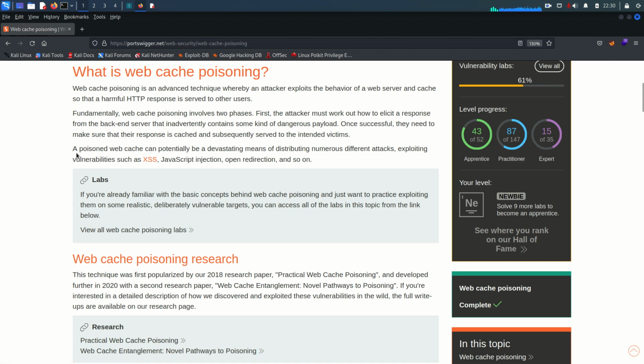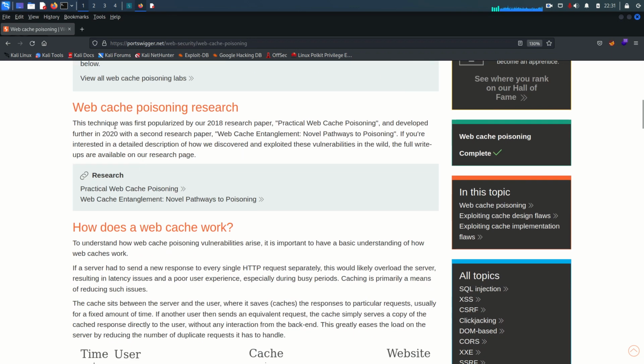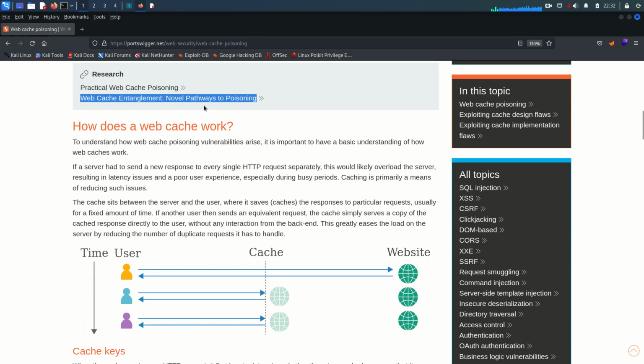So now there is a thing. A poisoned web cache can potentially be a devastating means of distributing numerous different attacks. And the kinds of attacks you can perform by exploiting web cache poisoning are vulnerabilities such as XSS, which is cross-site scripting, JavaScript injection, open redirect, and so on. Fine. So there are two research papers here, and again I highly recommend that you read these two research papers, because this is very important, and maybe you will understand it more clearly once you read it.